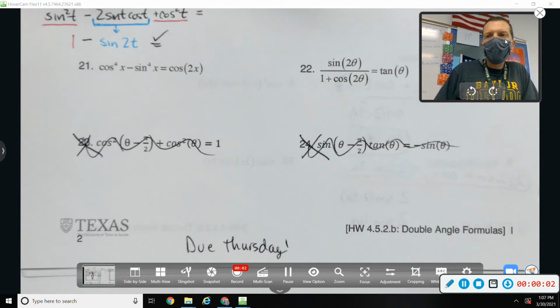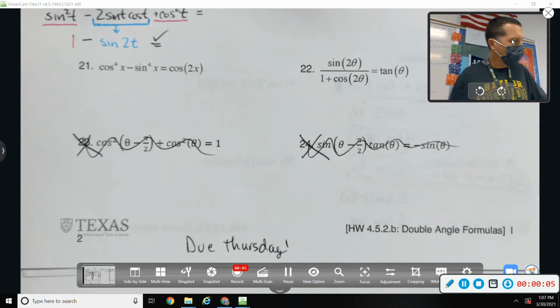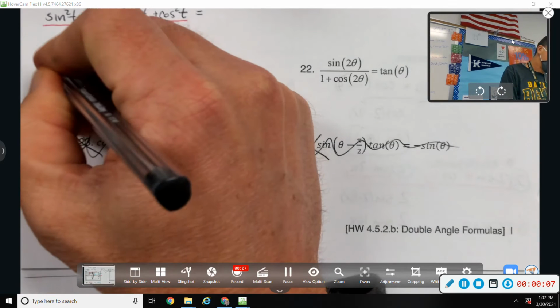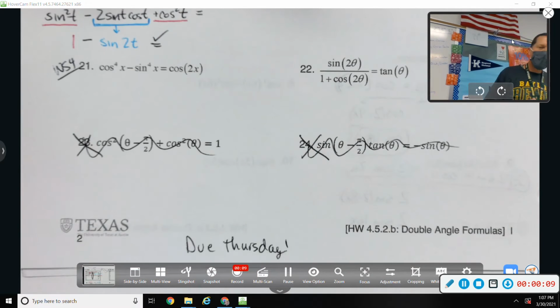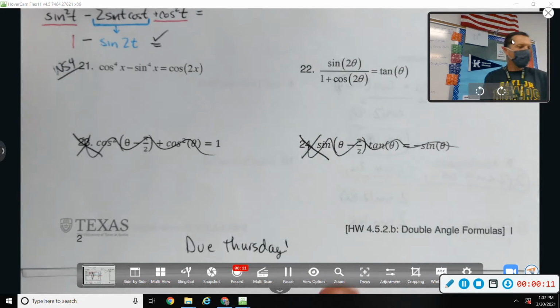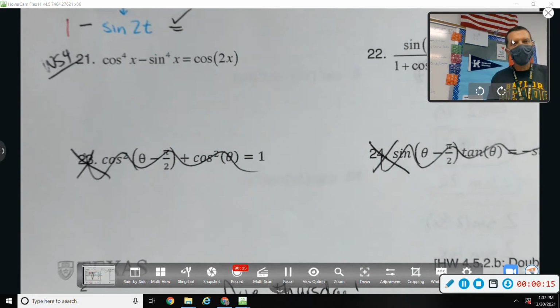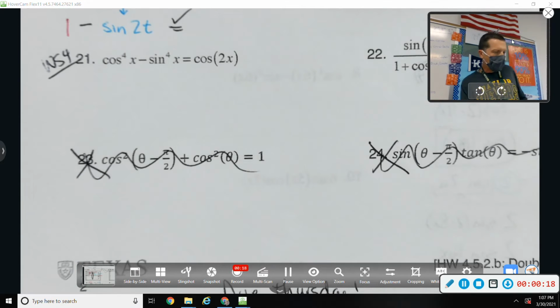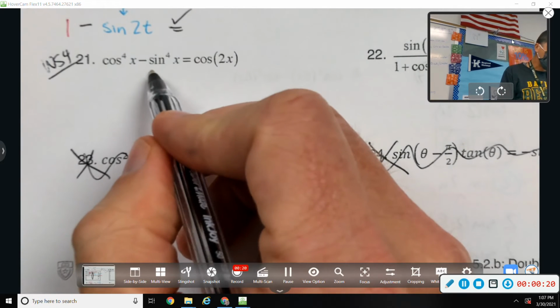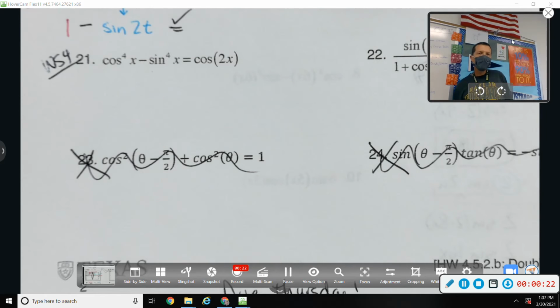So worksheet 4, number 21. Cosine to the 4th x minus sine to the 4th x equals cosine of 2x. And it even tells us to work on the left-hand side to get it to equal the right-hand side.